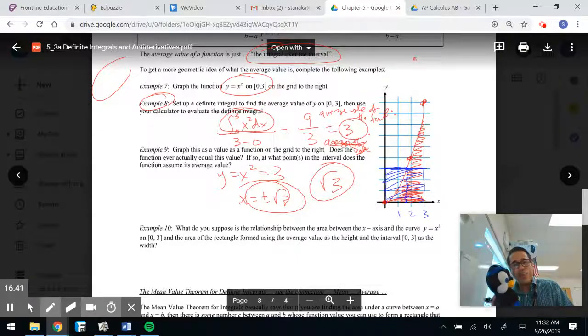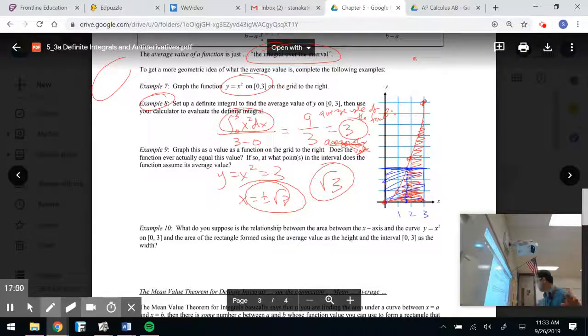If I find out where it takes on that value, which would be the square root of 3, go up to the curve and draw a rectangle, it's the same area. Oh, that's almost too much to take in. Think about that, okay? That's the biggest thing that we learn in this section.